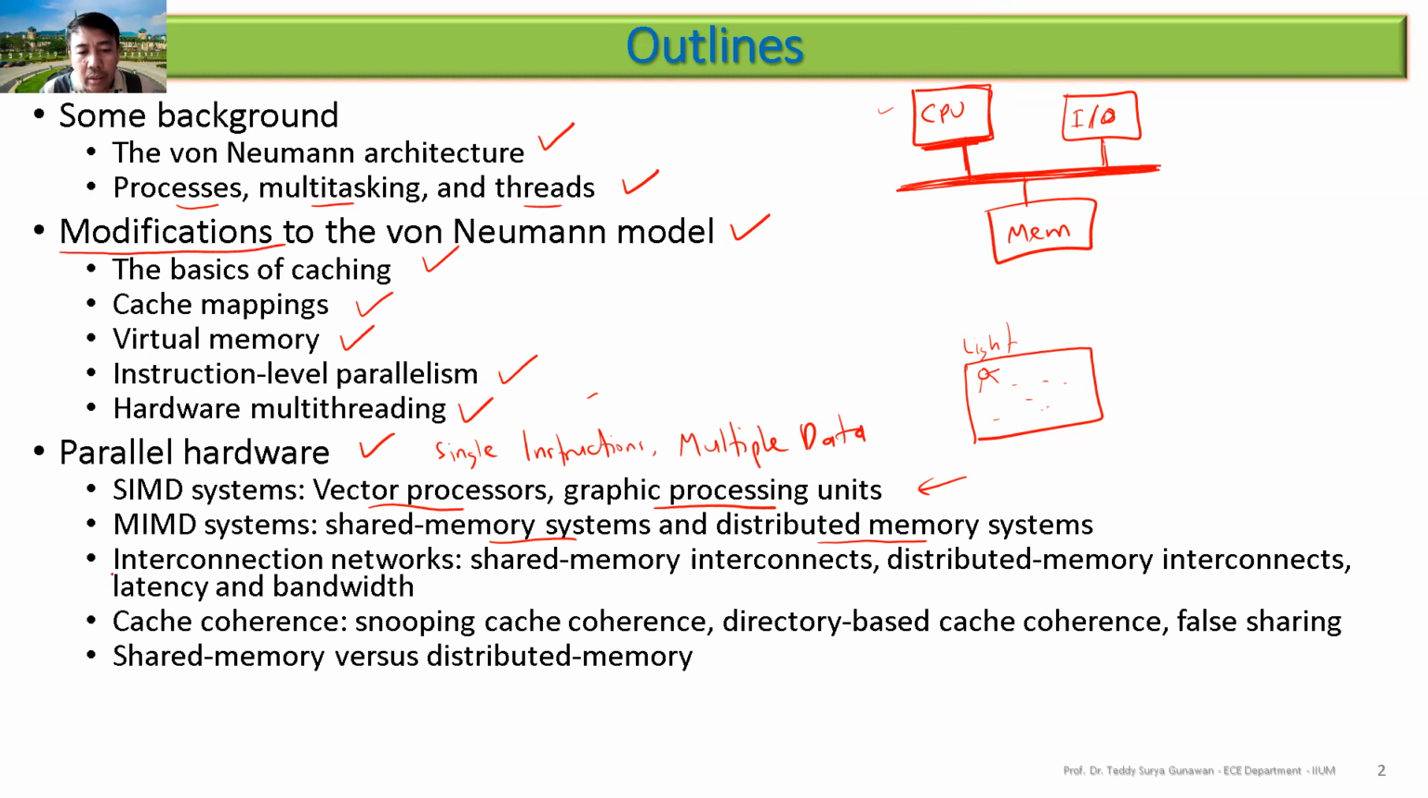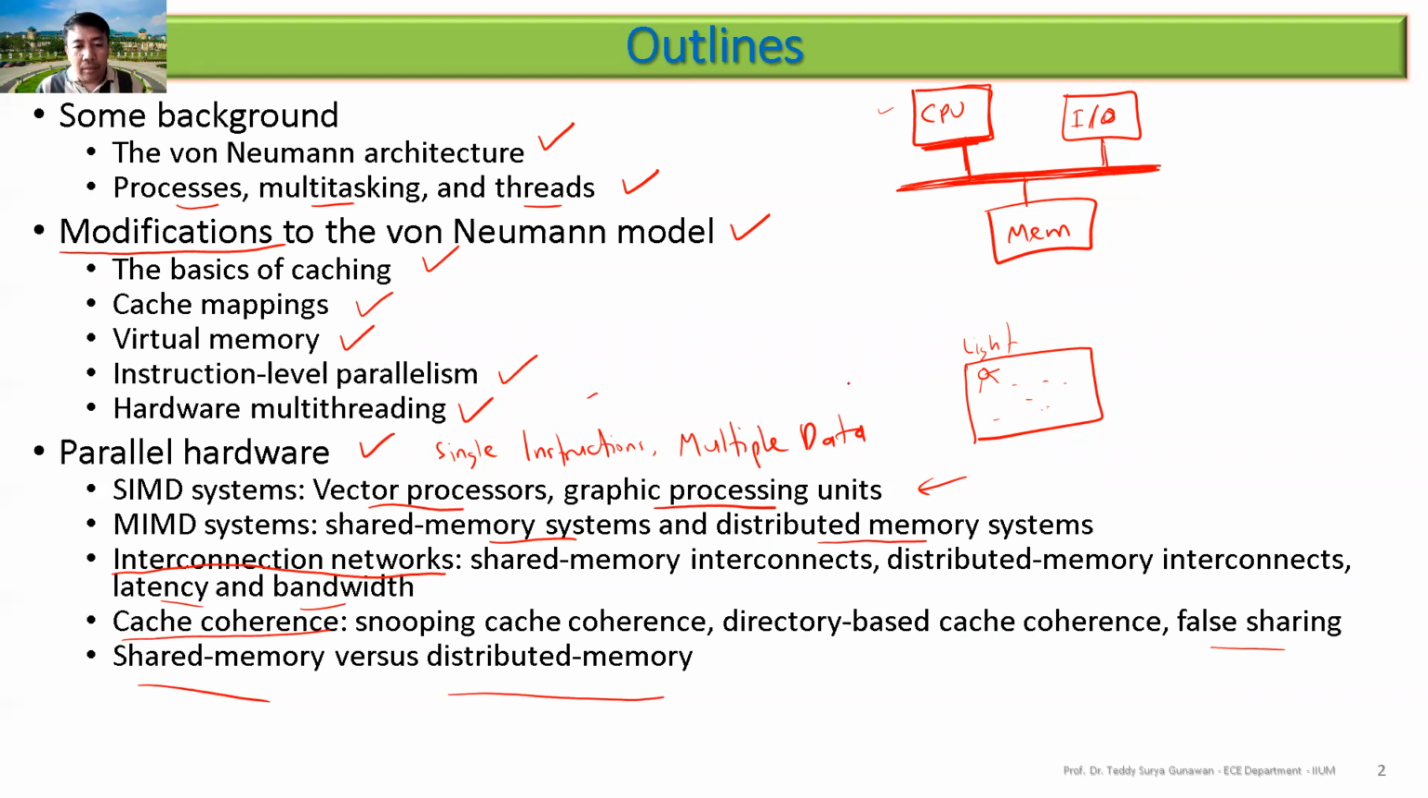So in parallel hardware, the interconnection also plays an important role. How do we interconnect the shared memory? How do we interconnect the distributed memory, and what will be the latency and bandwidth? The latency is the time to start before steady state, and the bandwidth is the amount of data that you can send within one time. Then we will discuss cache coherence: what is snooping cache coherence, directory-based cache coherence, false sharing, and the last one, shared memory versus distributed memory in more detail.